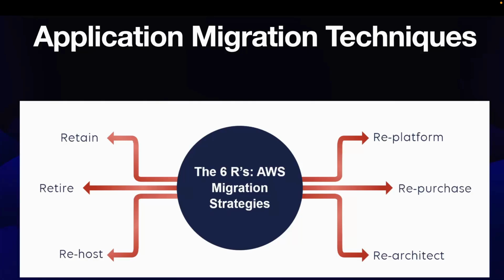There are a few approaches to migrating applications to the cloud. Using these strategies, you will be able to begin to form an idea of how you will approach migrating each of the applications in your portfolio. Specifically for this purpose, we have six approaches that we see as common migration strategies for applications. The six strategies are retain, retire, rehost, replatform, repurchase, and re-architect. These are also referred to as the six R's.